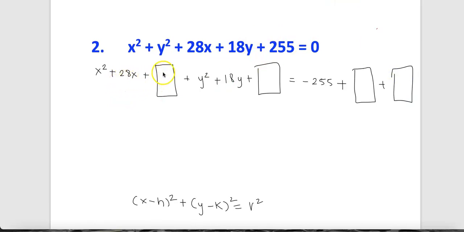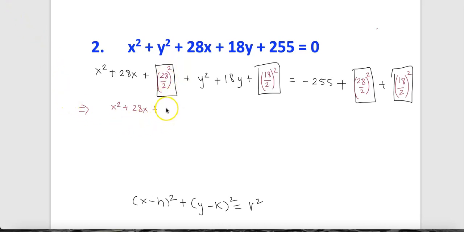Our middle term over here is 28, so I will take 28, divide by 2, and take the square of this. I will take my 18, divide by 2, and take the square of this. Similarly I will do it on the other side, because this is an equation and we have to balance both sides. So this is 18 divided by 2, and that's your square. My next step will be x square plus 28x plus 14 square.